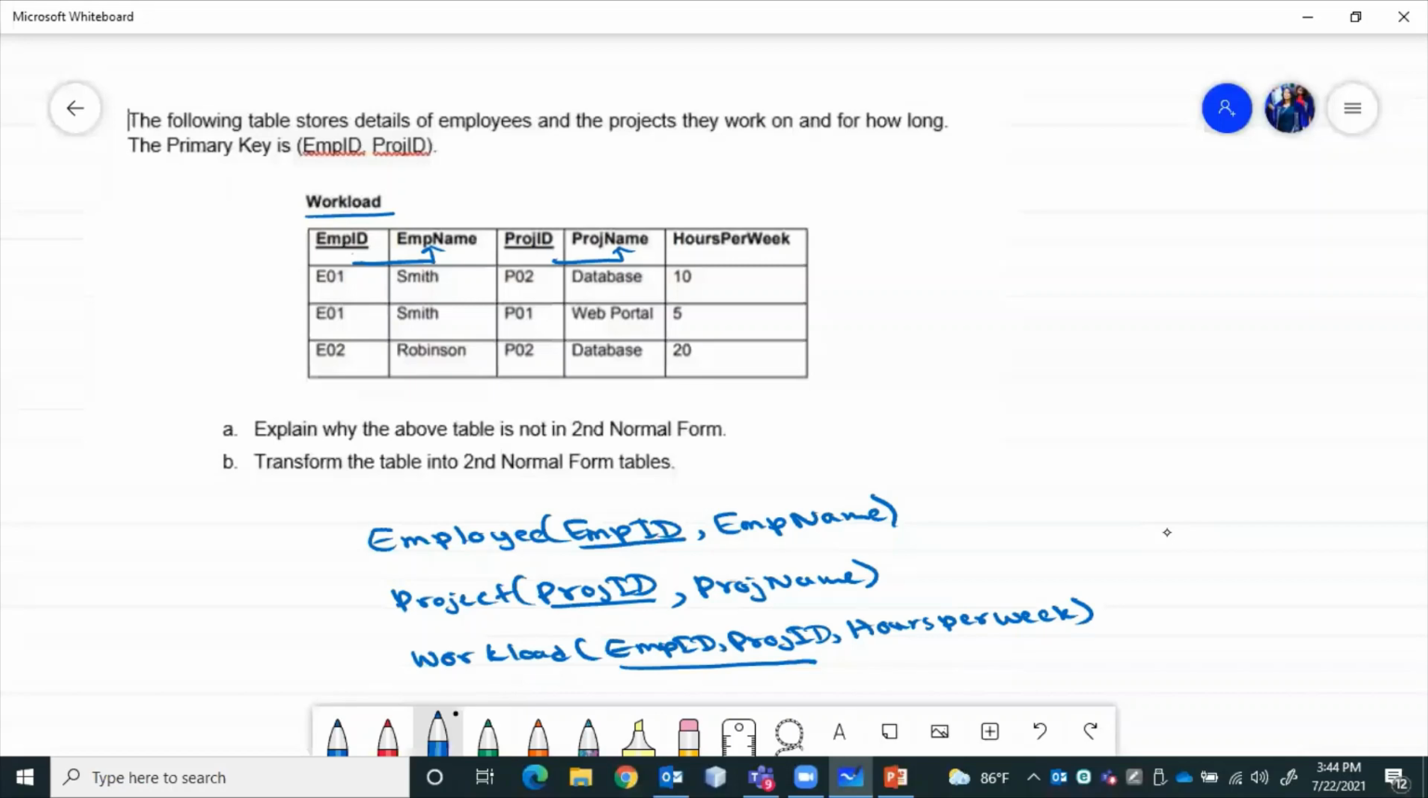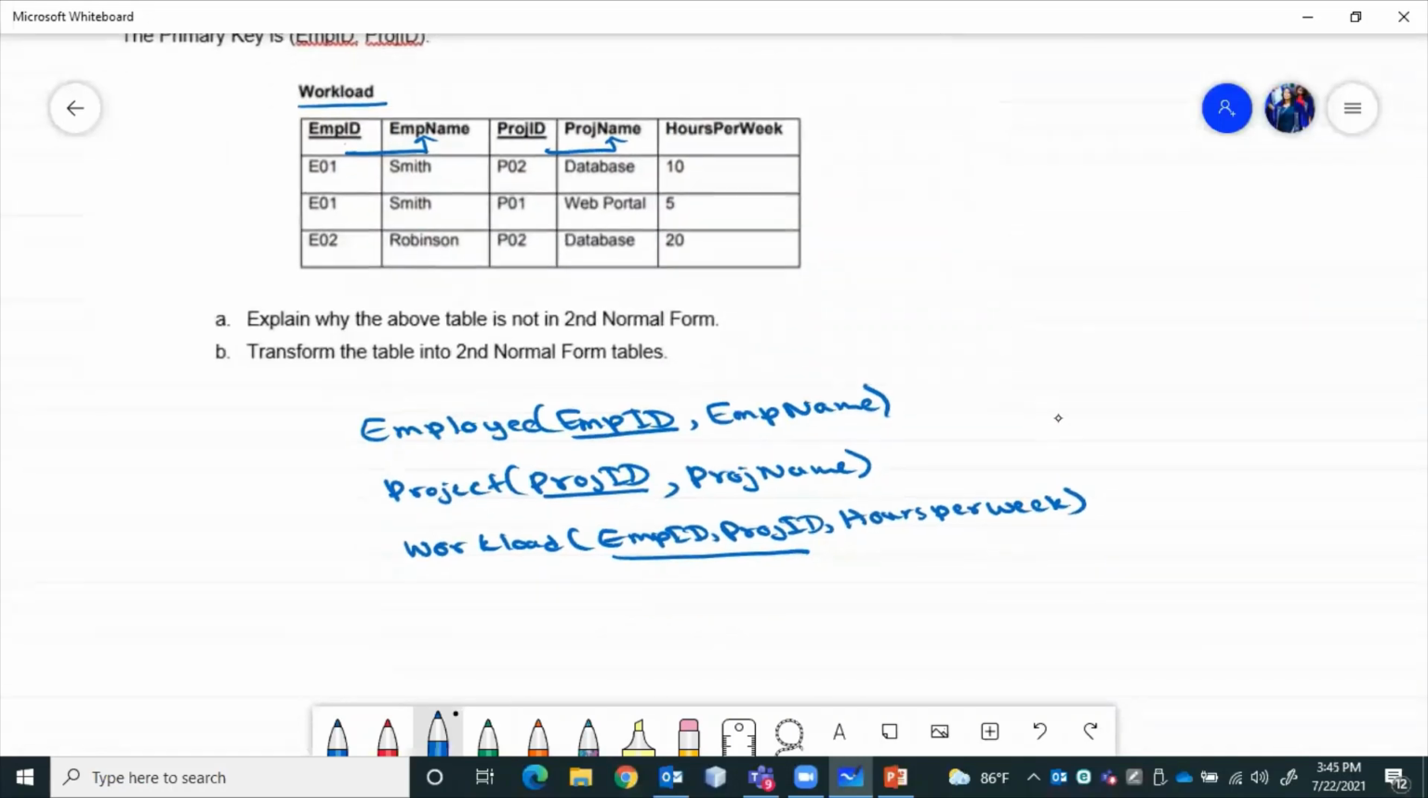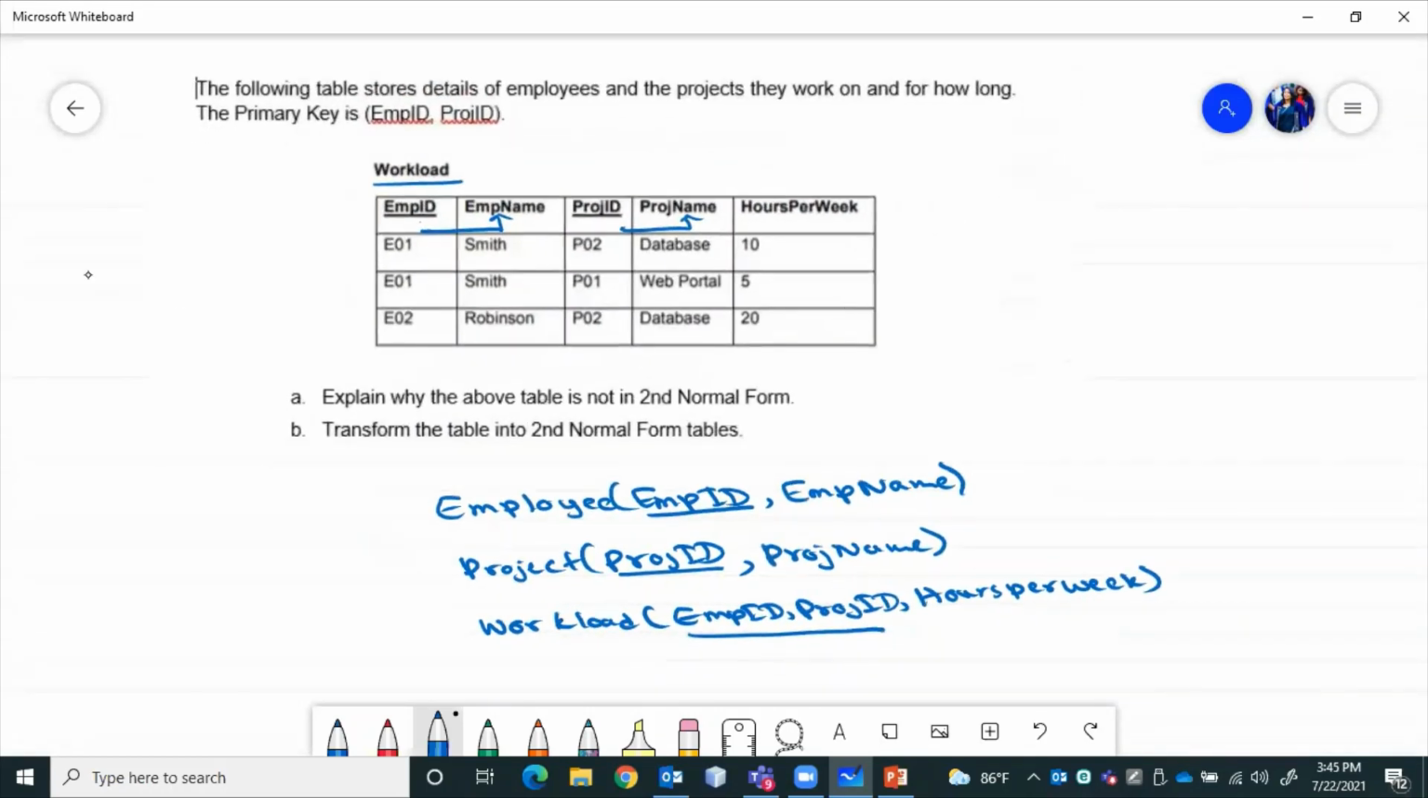So here in the workload, right, hours per week, this one is depending on the employee ID as well as the project ID. Who's the employee? What is the project? That's the idea, right? So is it clear? These two questions are really easy, right?